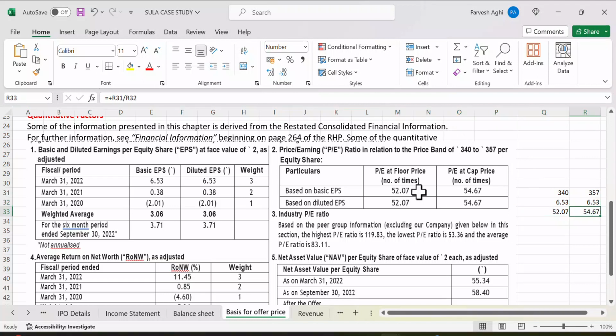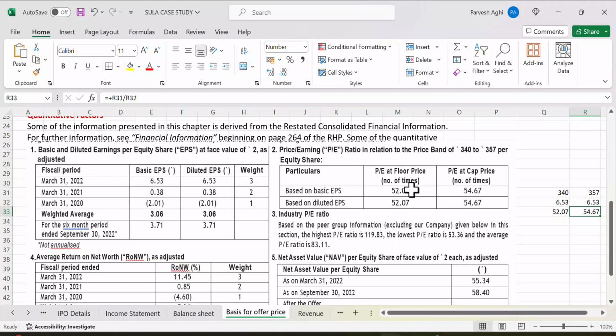The PE ratio they have shown is 52. What is the PE ratio? Market price divided by earning per share. So today, if these shares are issued at the current profitable rate, the company will be trading somewhere between 52 to 54 times. The basic and the diluted are the same. So that means they are offering the share at 52 times the earning per share they are making.